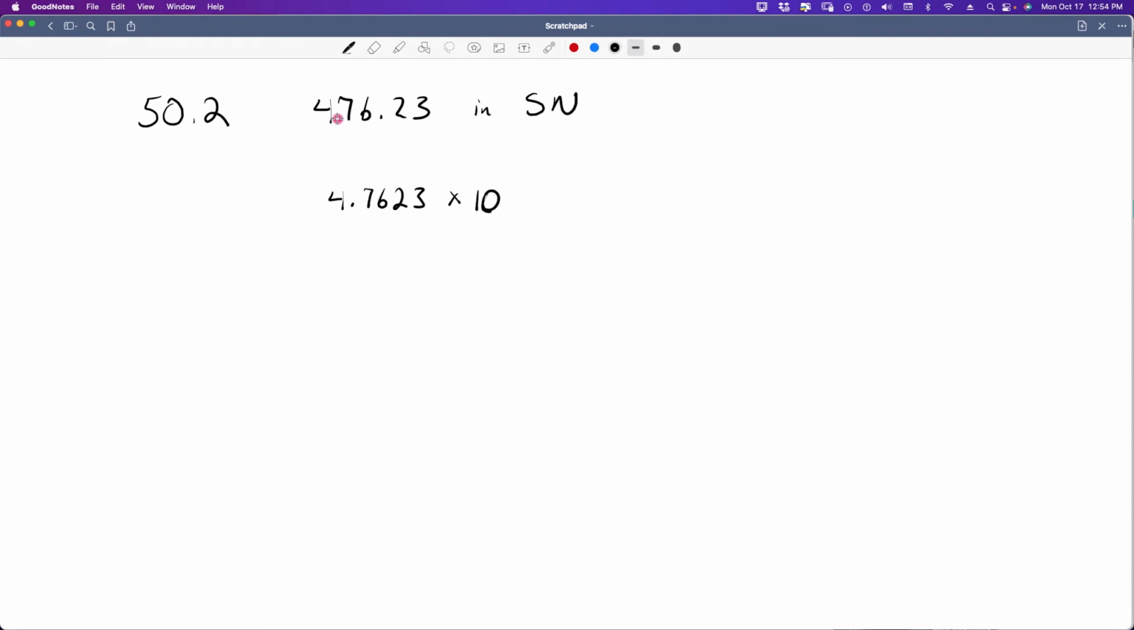1, 2, we moved it to the left, so that means it's going to be a positive 2, right? A positive 2, because we moved it the opposite of the number line. When we multiply, it follows the number line, but when we move the decimal point to write our scientific notation, it is the opposite of the number line. So moving to the left means it's a positive exponent.